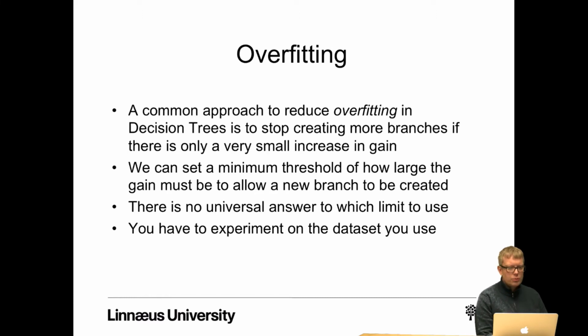A common approach to reduce overfitting in decision trees is to stop creating more branches if there is only a very small increase in gain. So we can set up a minimum threshold of how large the gain must be to allow a new branch to be created, or how large the difference in gain must be. But there is no universal answer to which limit to use. You have to experiment on your own dataset.